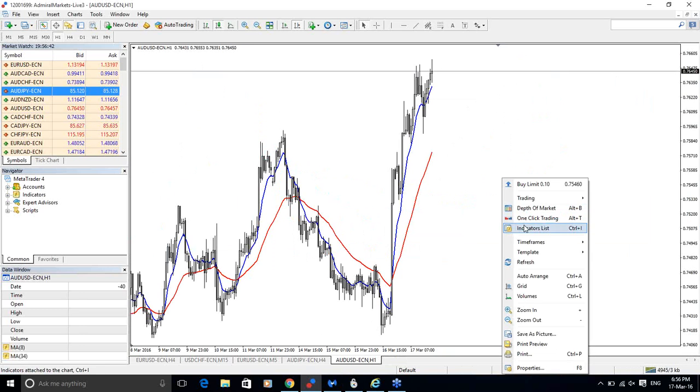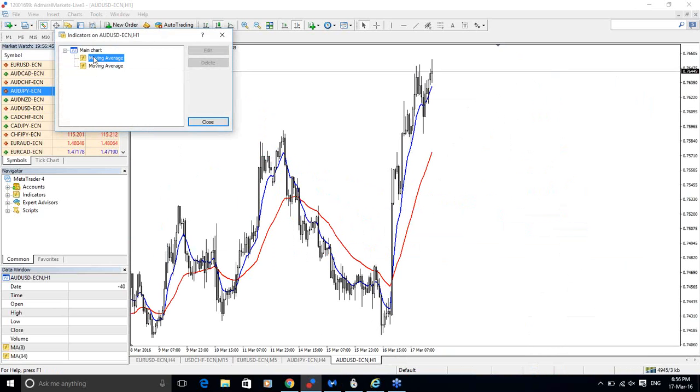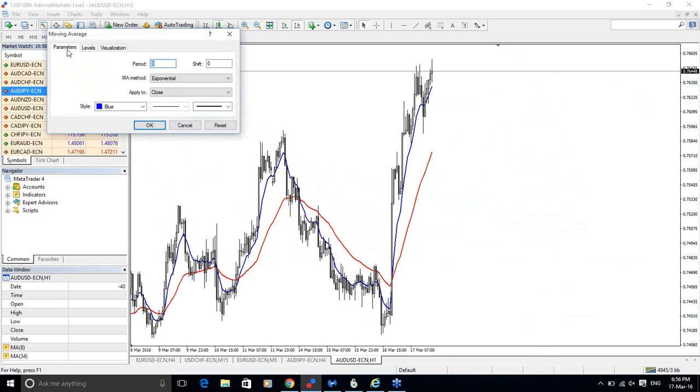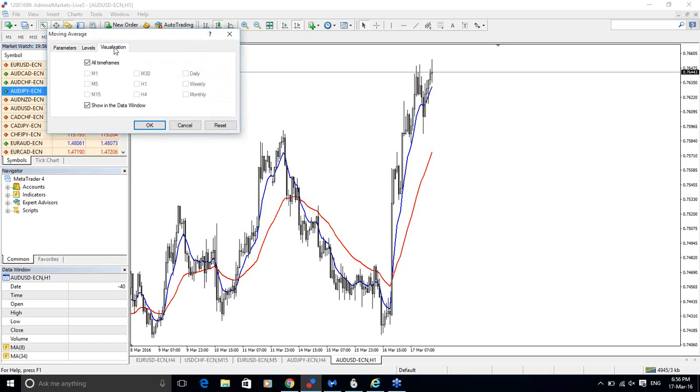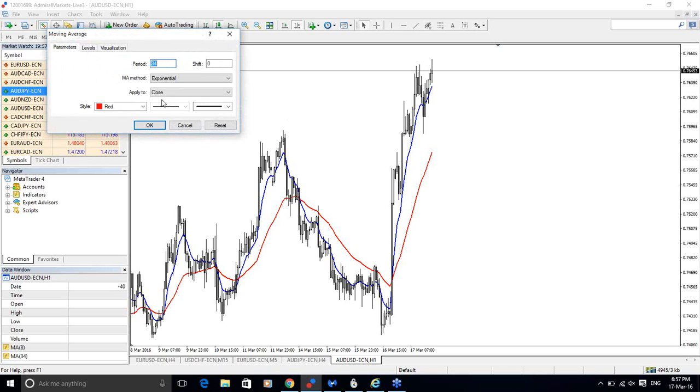We have 2 EMAs here, and the first EMA is 8 exponential applied to close. The second, and yes, this is also multiple time frame, so the visualization for this can be all time frames. It doesn't matter, 8 and 34. But because we will be using it on 1 hour, I will check 1 hour and 5-minute time frame. The second one is 34 exponential applied to close, and we should see it only on the 1 hour time frame.